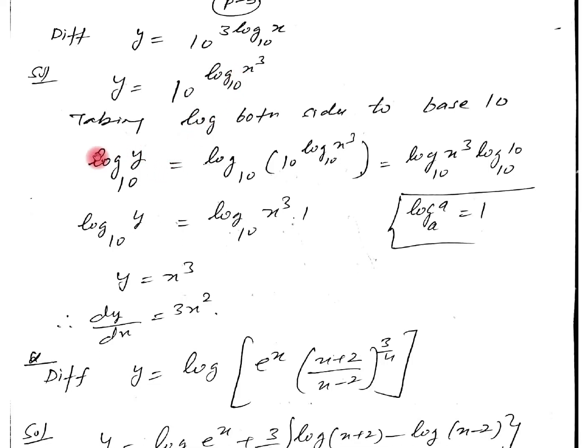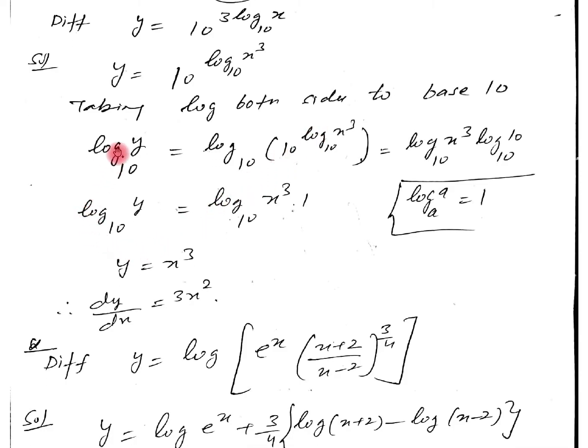Now by taking log both sides with the base 10, it can be written as log of y with the base 10, again it can be written as the whole log of this with the base 10. Now here the left hand side remains as it is. Again here we can write log of x cube, log of 10 remains as it is. Now this can be written as log of x cube into log of 10 with the base 10. See this point here, log of 10 as it is.